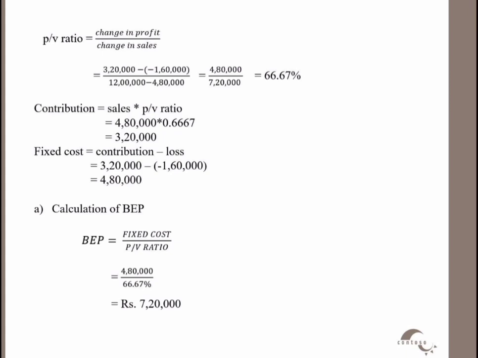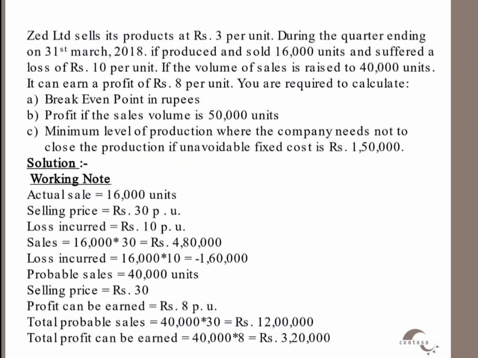The first question is the calculation of break-even point in rupees. The formula is fixed cost divided by PV ratio. For this, we have to find the PV ratio. The PV ratio formula is change in profit divided by change in sales. So for the calculation of profit, we have some working notes.